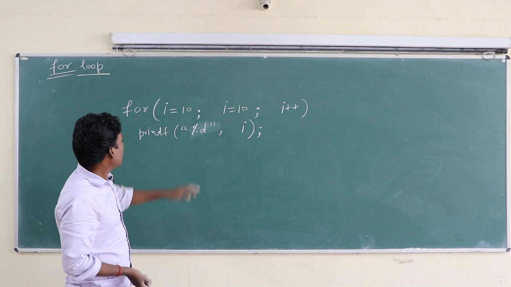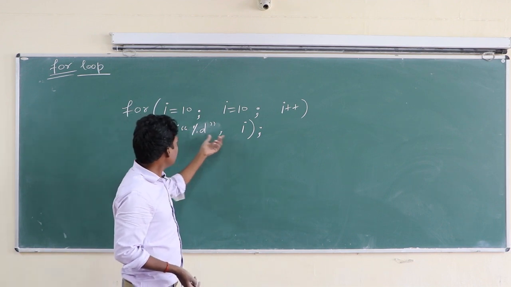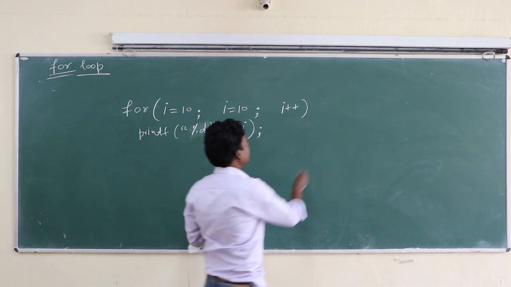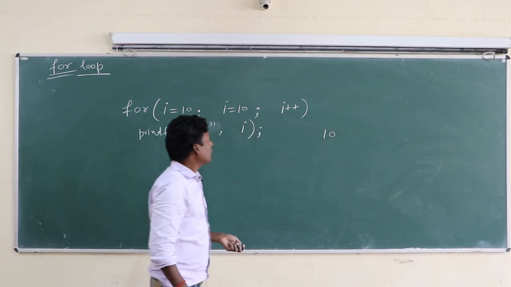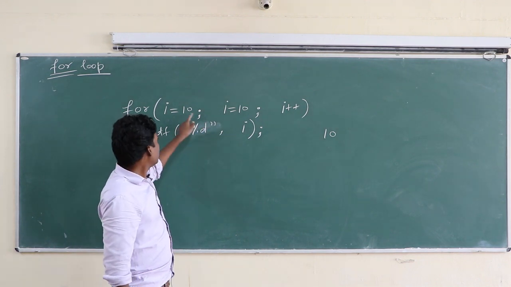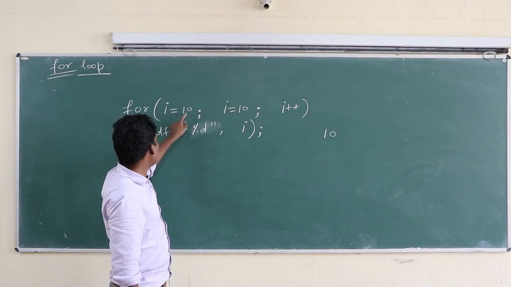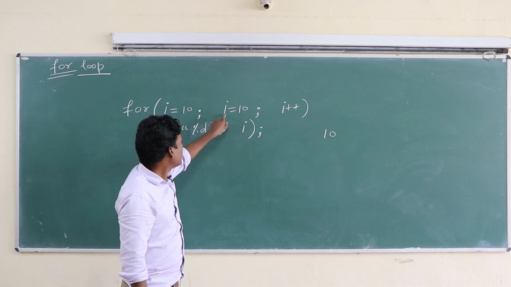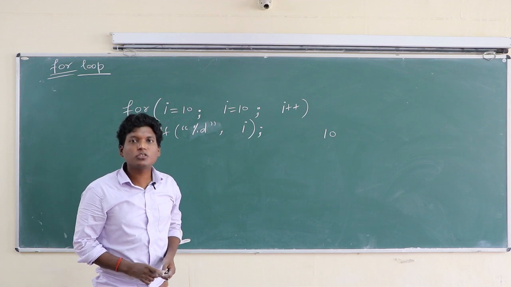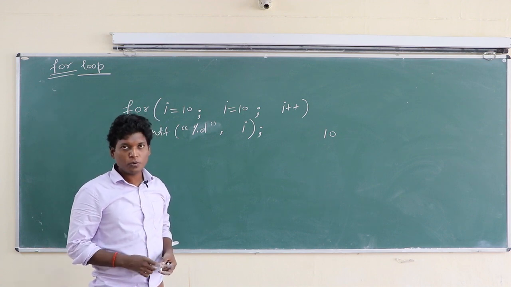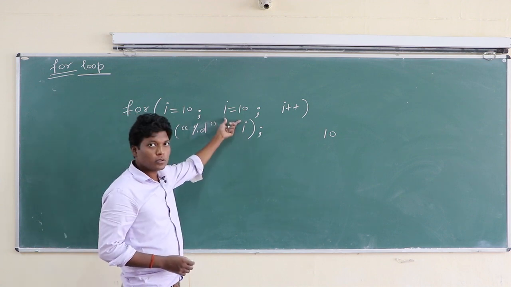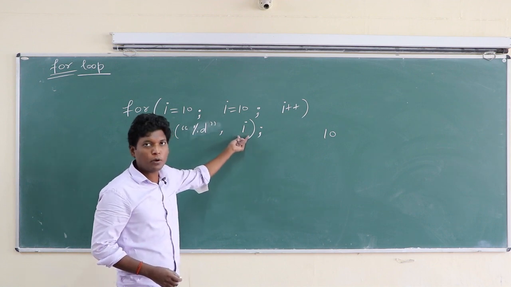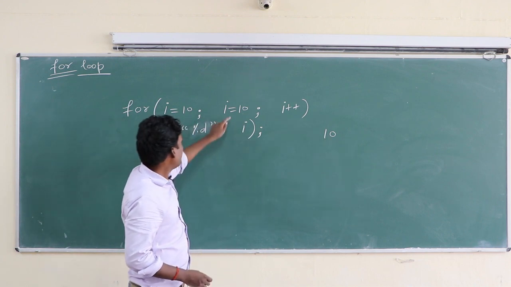What will be the result? In printf %d, I has value 10. So the result will be 10. Class, here I has value 10. 10 is non-zero. Non-zero means true. The condition is true. Then what will be the result? %d with I having value 10, so 10 will be printed.